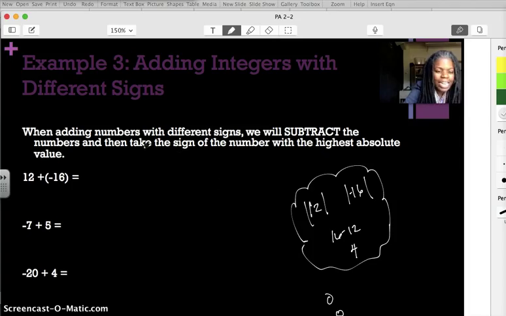But that's not it. Now we need to go back, and now we need to take the sign of the number with the highest absolute value. -16 had the highest absolute value, so the negative will be here.